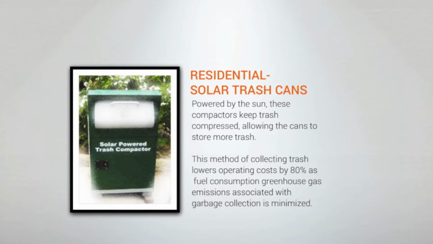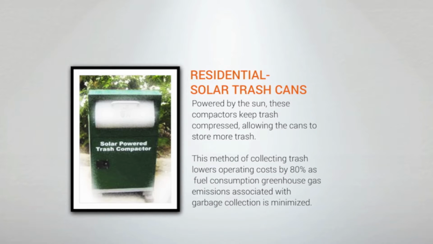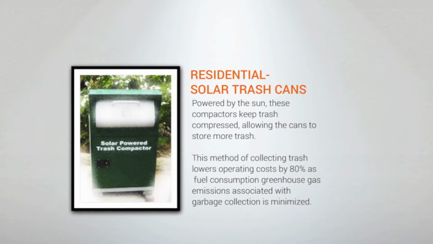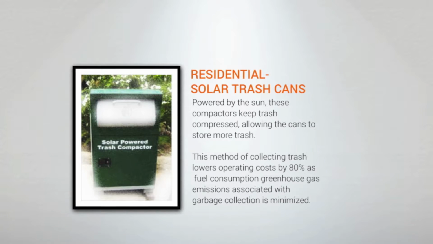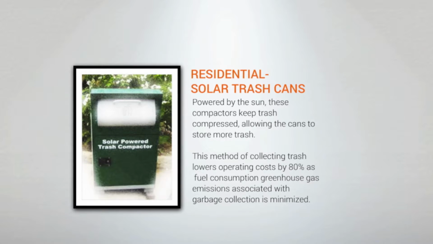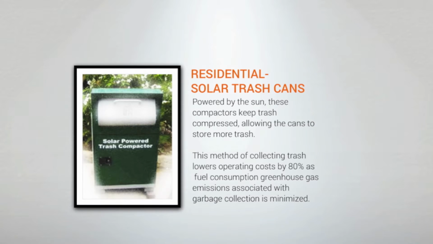One novel way of using solar power is to utilize it for waste management. Powered by the sun, solar trash cans, also known as compactors, compress trash. This method allows more trash to be collected and lowers operating costs by 80%. By reducing fuel consumption, greenhouse gas emissions associated with garbage collection is minimized.